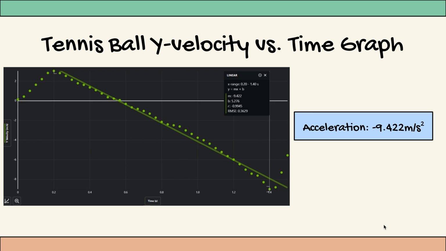The tennis ball y velocity versus time graph. For the tennis ball VT graph, there is an acceleration of negative 9.422 m/s² reflected in the velocity time graph. We see the slope of the VT graph is very straight and there is not much deflection from the acceleration, which shows a constant air drag and gravitational pull.